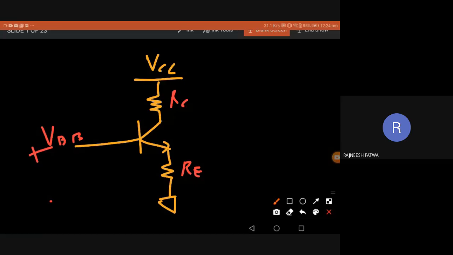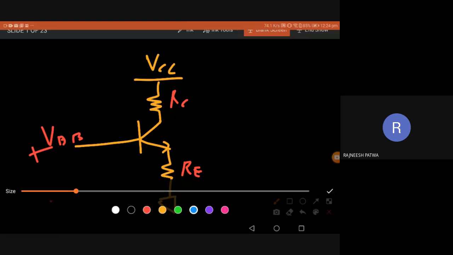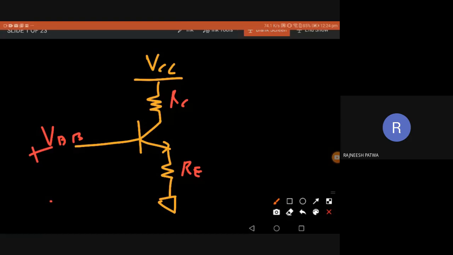Okay, so now what we have to do is calculate VCE and IC. Try it, you can take your time. So let's see how to calculate. First thing: you don't have any base resistance here, right? Only the voltage VBB is given here.